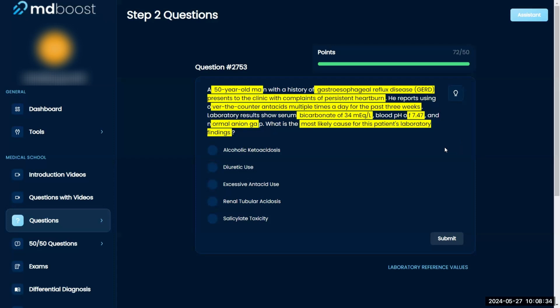So he has a metabolic alkalosis. Okay. So I'm going to rule out all the acidosis ones: ketoacidosis, tubular acidosis, salicylate. So is it caused by the excessive antacid use or diuretic use?